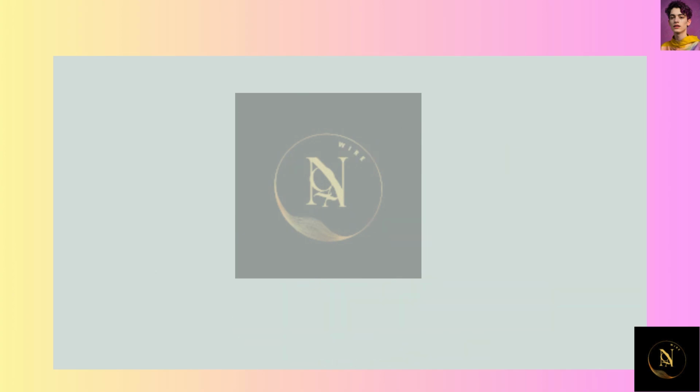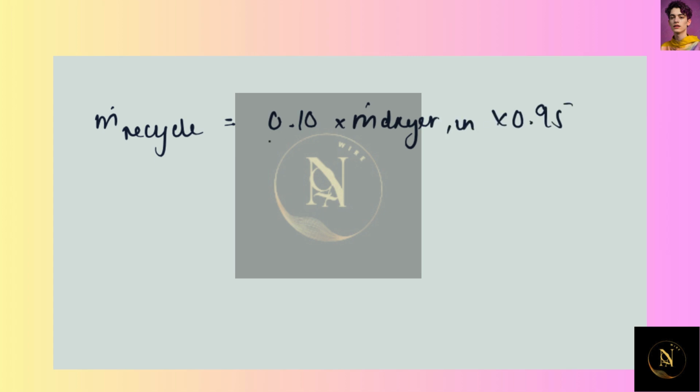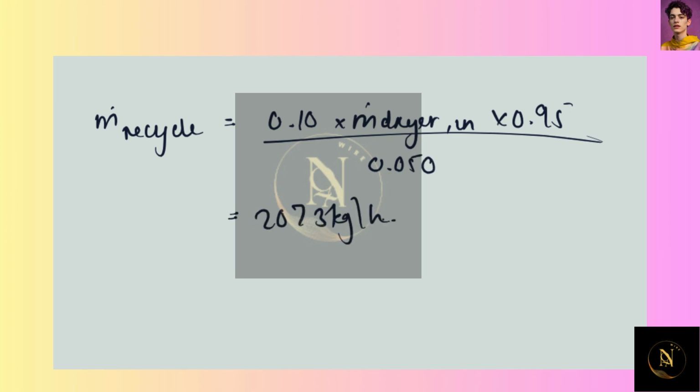So about 5% of the solution out of the centrifuge is fed to the dryer and 95% can be recycled back. So we can calculate the recycle flow rate from the fact that the solution is made up of 10% of the feed to the dryer, but then only 5% of the solution comes out of the centrifuge. So we have M dot recycle is equal to 0.10 multiplied by M dot dryer, in multiplied by 0.95, divide that by 0.050, we get 2073 kilograms per hour.